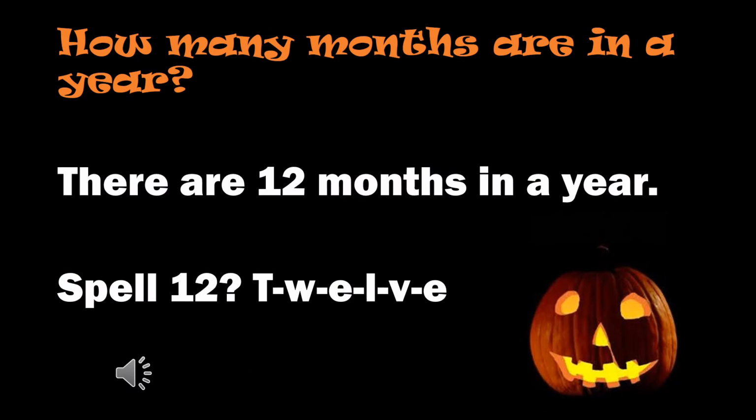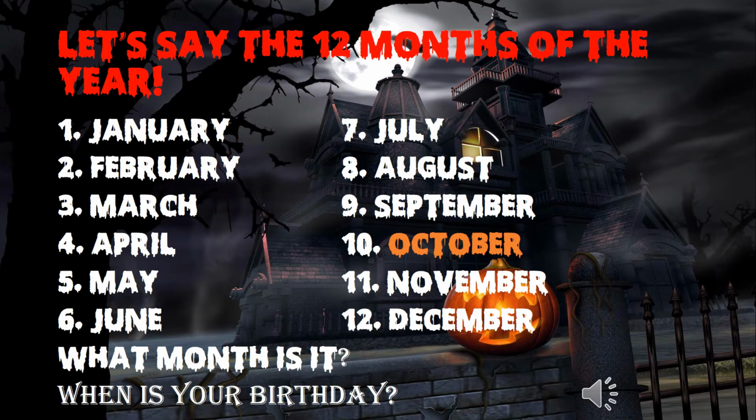Slide 6. Ask, how many months are in a year? They should say, there are 12 months in a year. Then ask, spell 12. They should say, T-W-E-L-V-E. Excellent.